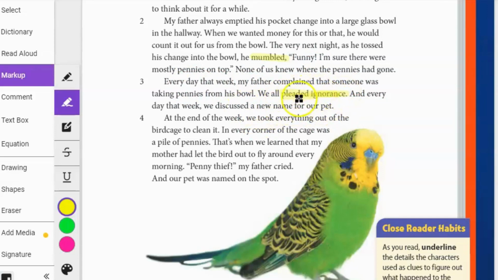Again, we have another vocabulary term or phrase right here, which we discussed already, that means to say that you're not aware of something.